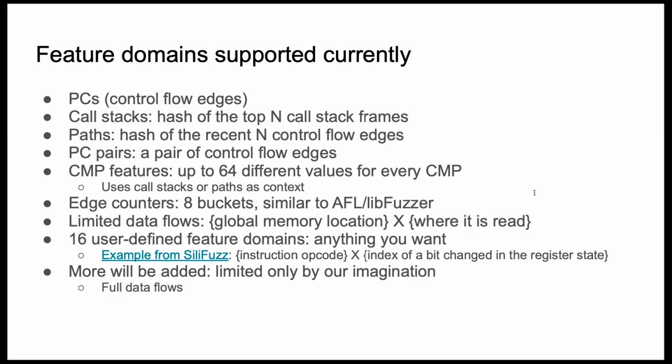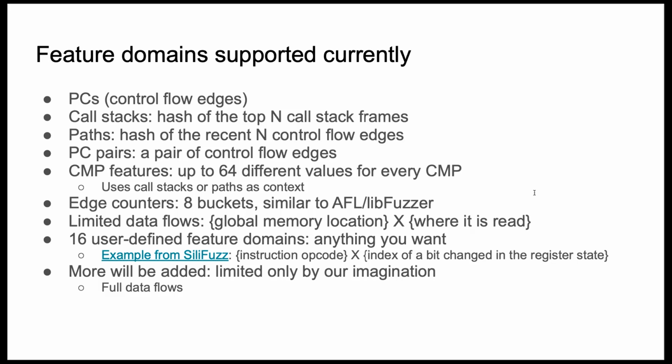And of course, to make it work, we compute the thing, then compute a hash of the thing, and then take 27 bits of the thing. So it is actually limited in the number of things that can generate. Then there are also what we call CMP features, something derived from a comparison instruction and the data that is fed into it. But then it also uses call stacks or paths as your context, and so it is also exponential. We obviously have edge counters as in libFuzzer.